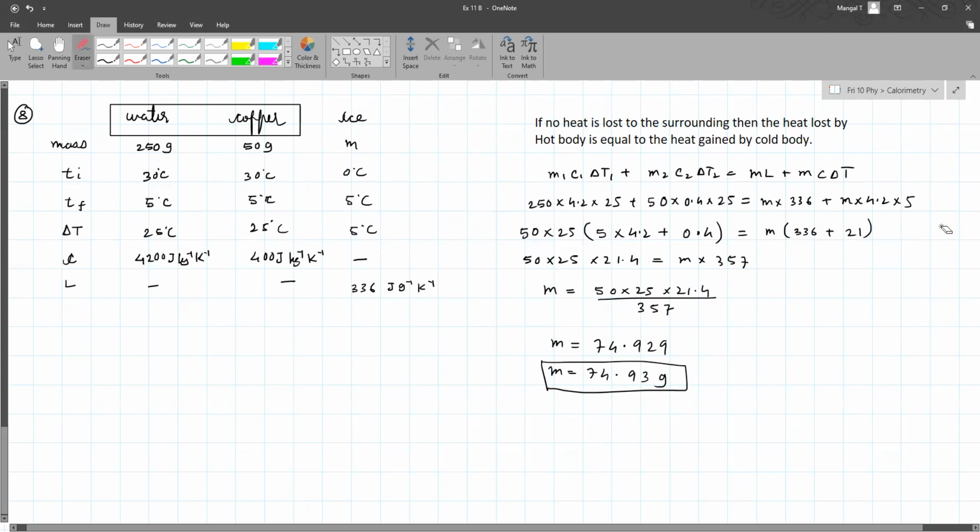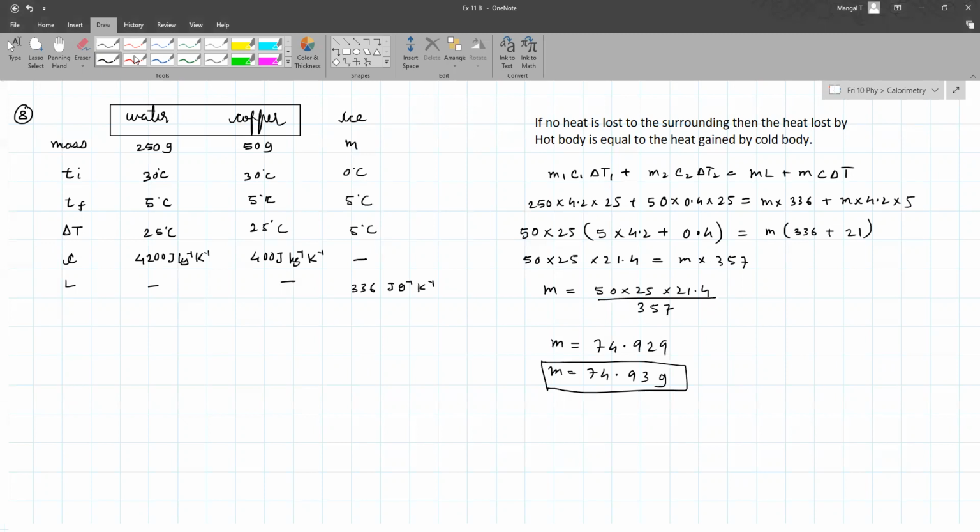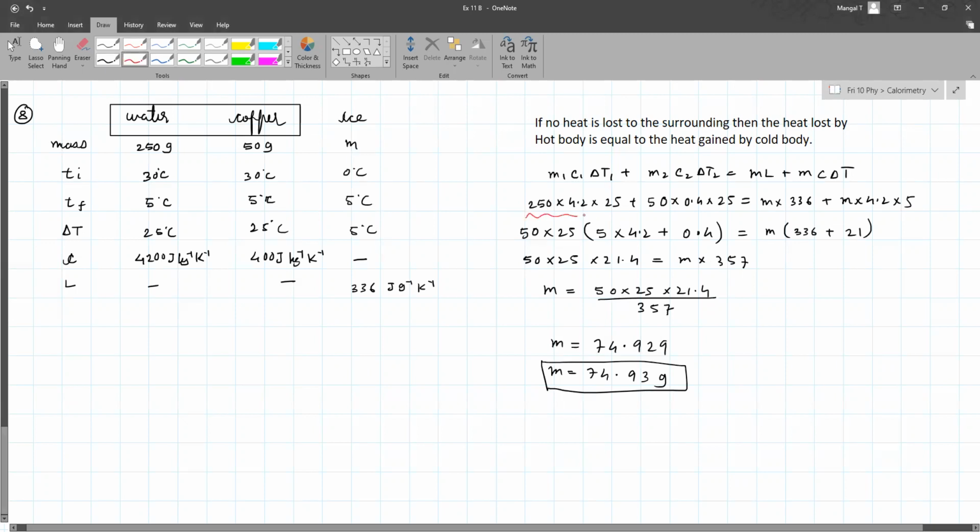The marks are awarded for writing this statement and equating them, and then getting the correct answer. This information writing will not give you marks, but I hope you agree that by representing it in this way, it becomes easier for you to frame this equation.